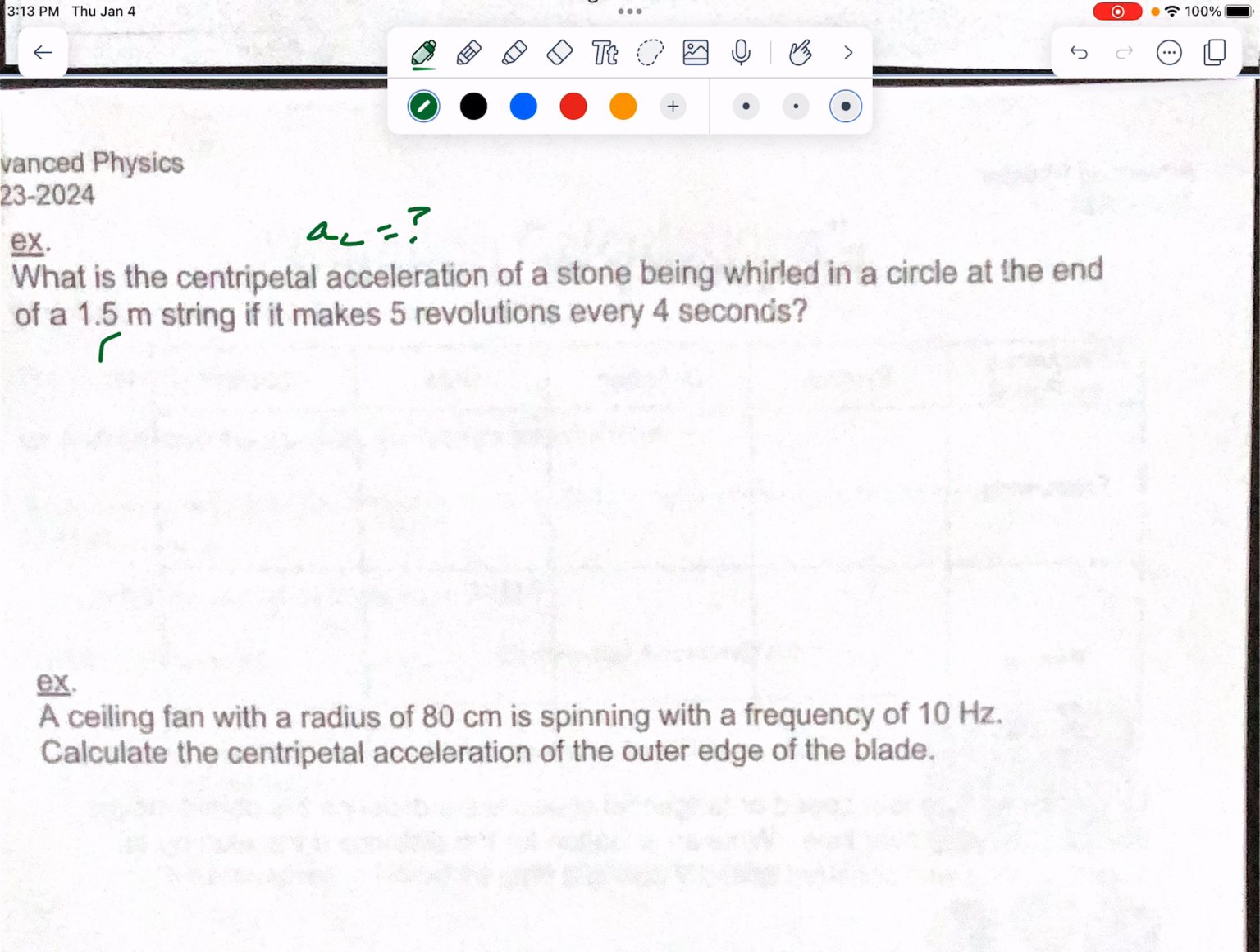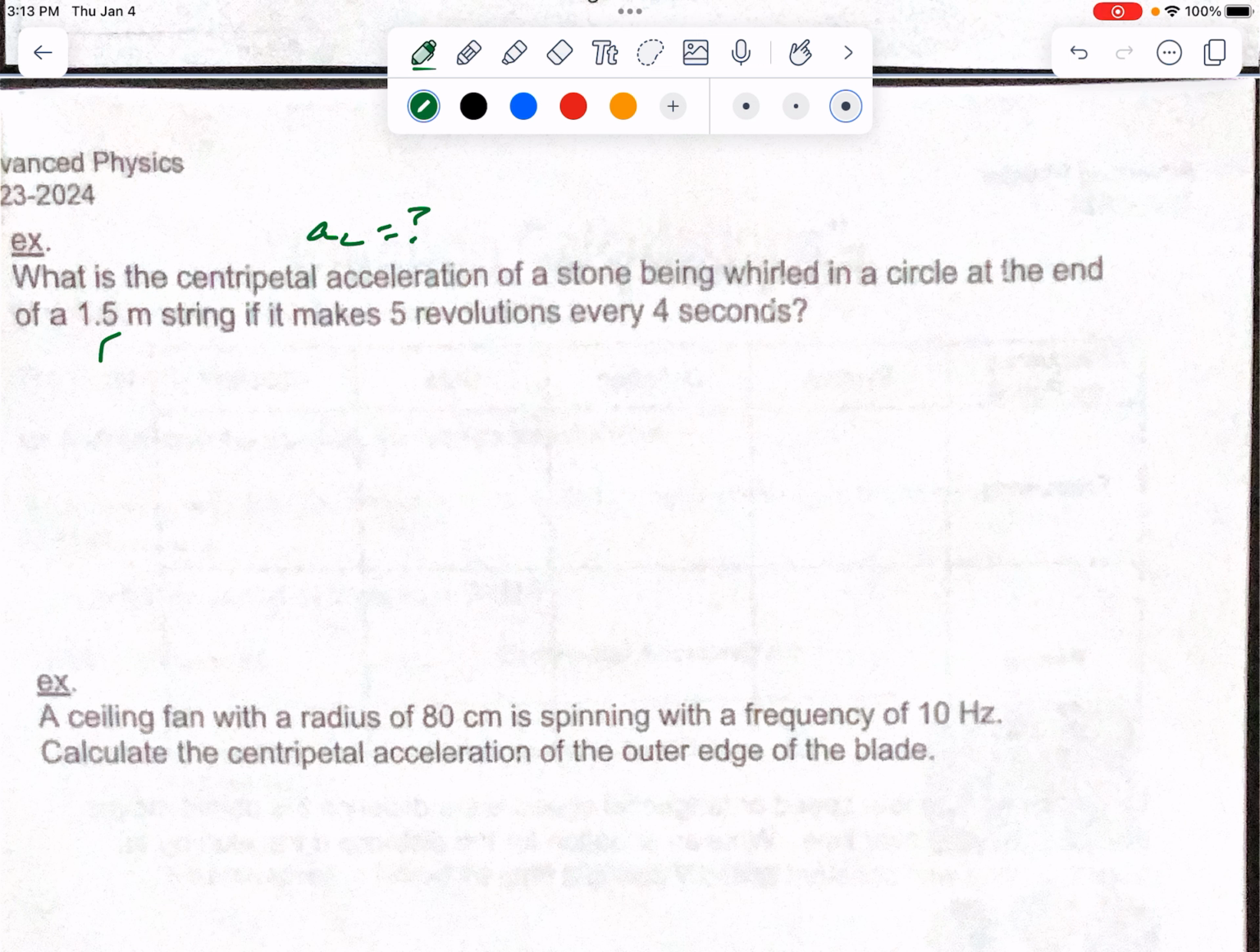Now, you don't have to ever really mess with these distances. The only time you would ever have to cut anything in half is if I actually said the word diameter. If I don't say that, usually anytime you're spinning something around attached by a string or a rope, whatever the length of that is the radius. If you see diameter, then you know to cut it in half, which we'll worry about later. And it makes five revolutions every 4 seconds.